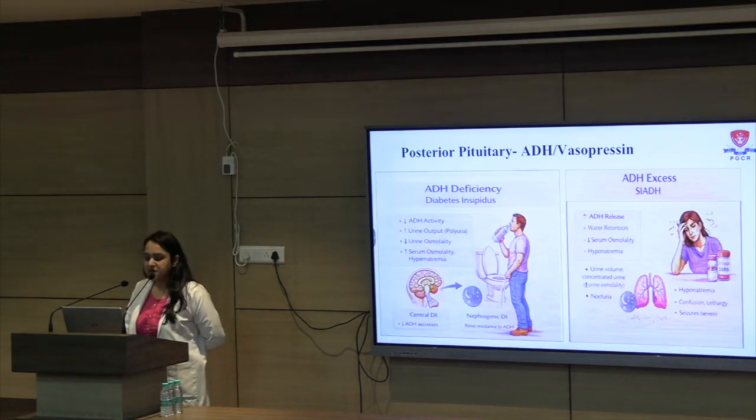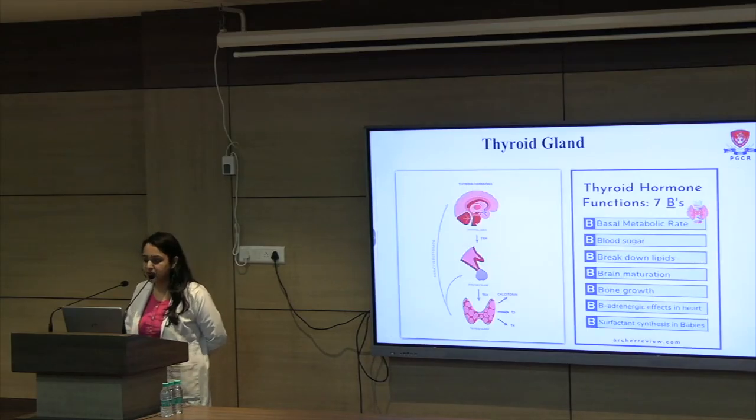Coming to abnormalities of ADH, ADH deficiency causes a condition called diabetes insipidus. Reduced ADH causes polyuria, dilute urine, low urine osmolality, increased serum osmolality and hypernatremia. ADH excess causes SIADH, which causes water retention, concentrated urine, decreased serum osmolality and hyponatremia.